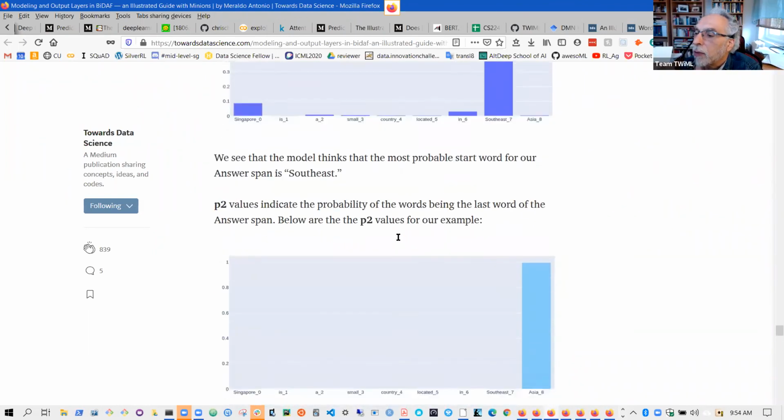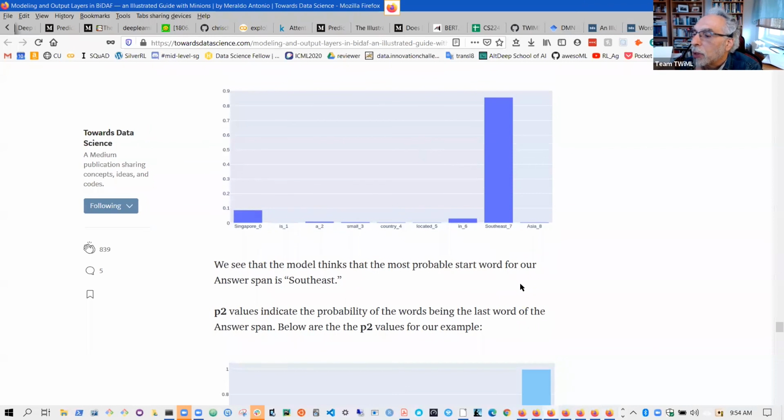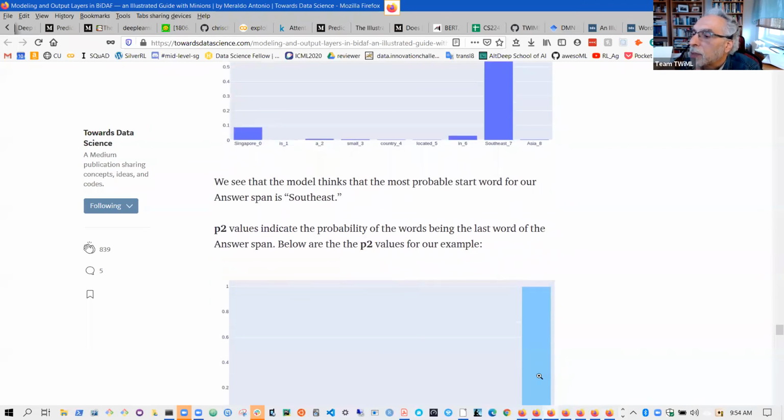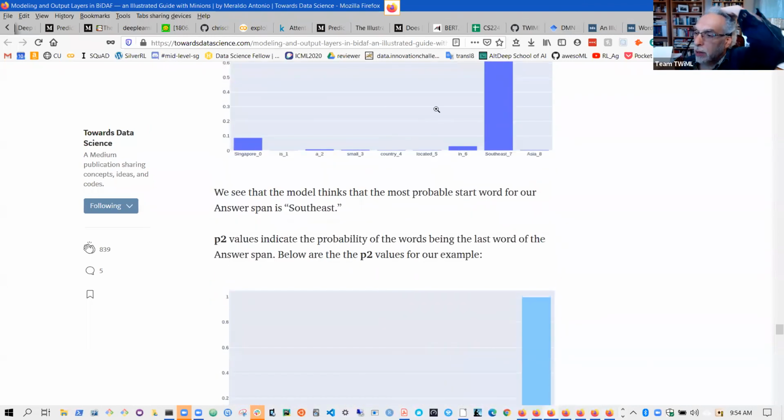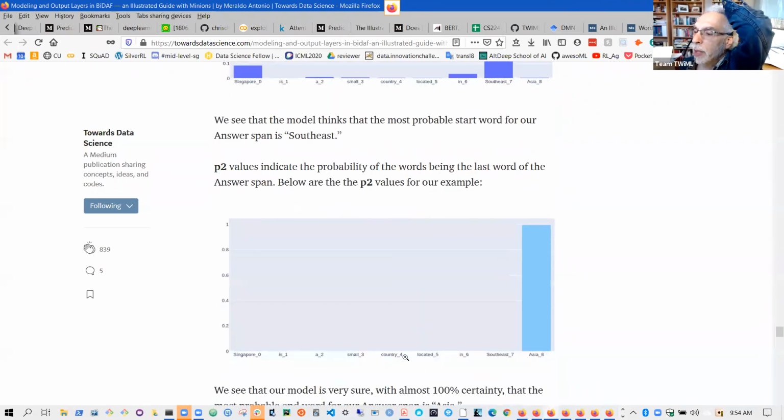Okay, so you're looking for the two words that have the highest product, one selected from this matrix and one selected from this matrix.